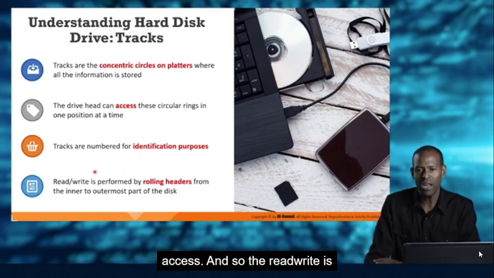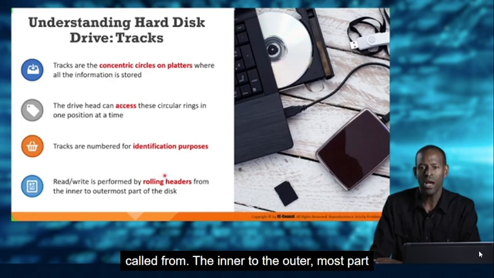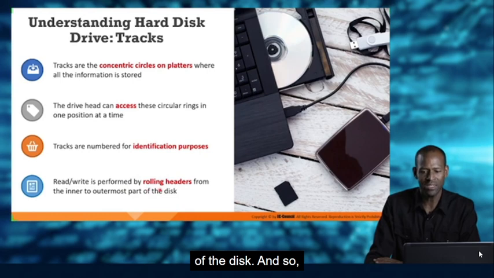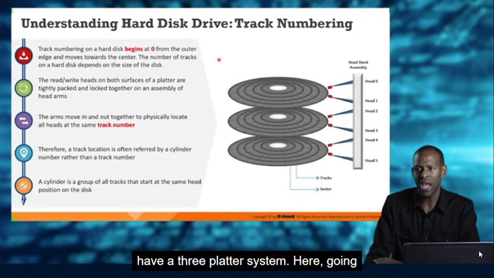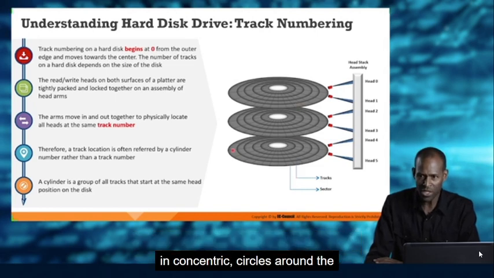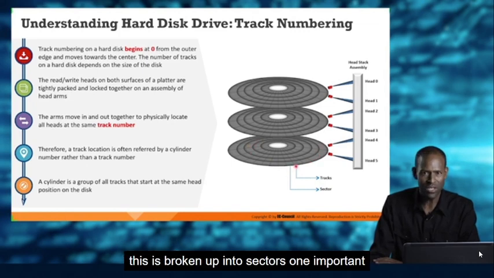And so the read-write is actually performed by rolling headers, is what it's called, from the inner to the outermost part of the disk. And so if you want to zoom in on it a little bit, you'll see that we have a 3-platter system here going in concentric circles around the disk. We have our tracks, and then this is broken up into sectors.